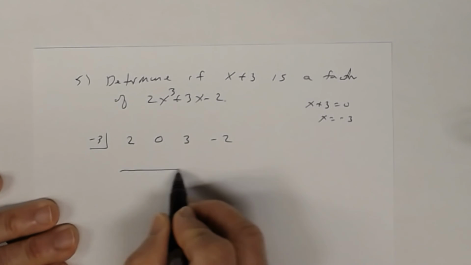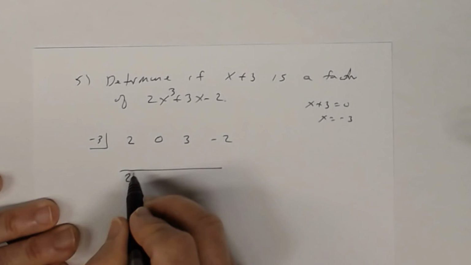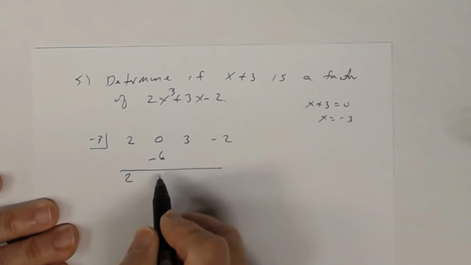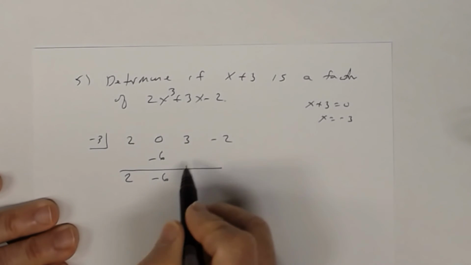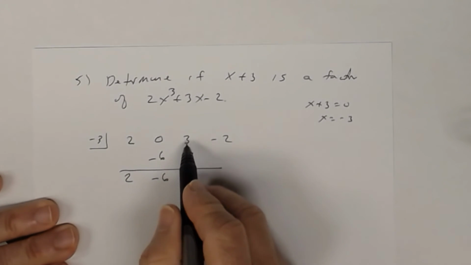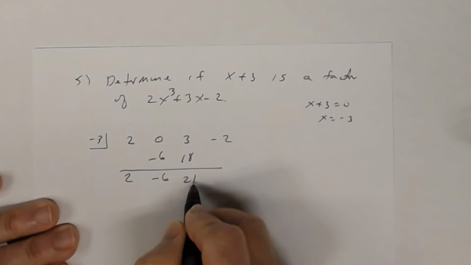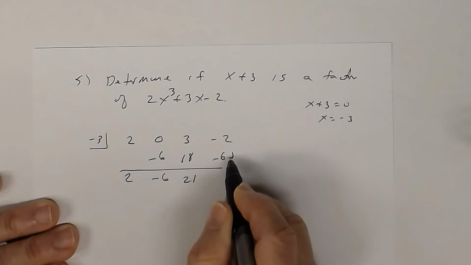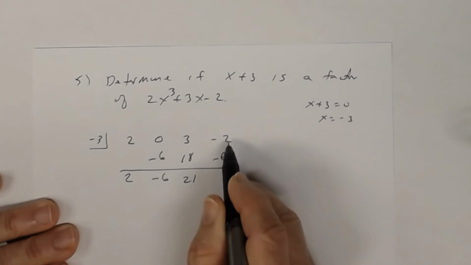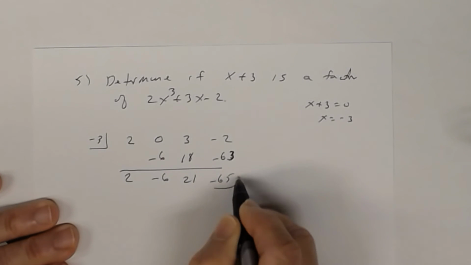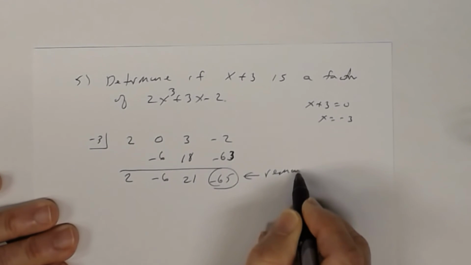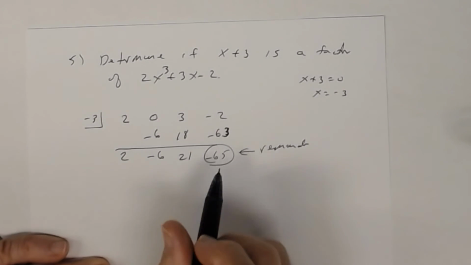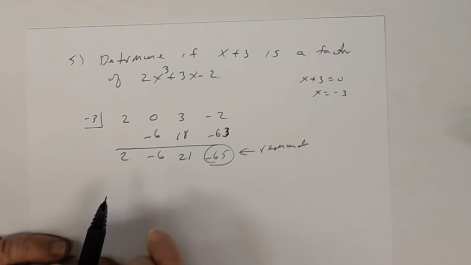All right, bring down the first term. Negative 3 times 2 is a negative 6. Then we add 0, negative 6, negative 6. Then we multiply. Negative 3 times negative 6 is 18. 18 plus 3 is 21. Then we multiply. Negative 3 times 21 is negative 63. And then we add, we get negative 65. And so there's your remainder. Now remember what that means in terms of the question. Since the remainder is not 0, then this is not a factor of this.